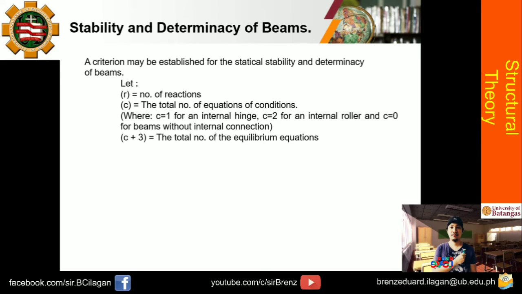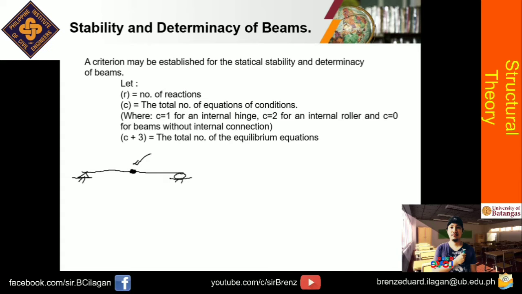So ano ba yung itsura ng ating internal hinge? So later on, sa next slide, magbibigay siya ng example ng internal hinge, pero para makita nyo na rin agad, ganito yung itsura niya. For example, you have here simply supported beam. Meron kang hinge and roller. And then doon sa gitna, meron kang makikitang itim na nasa pagitan ng dalawang beam. So ganyan po ang itsura ng internal hinge.